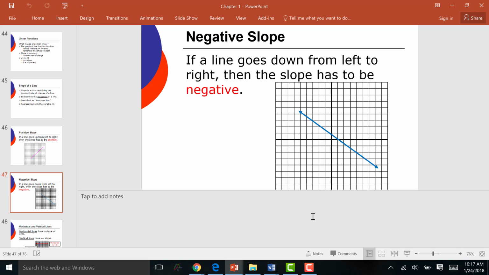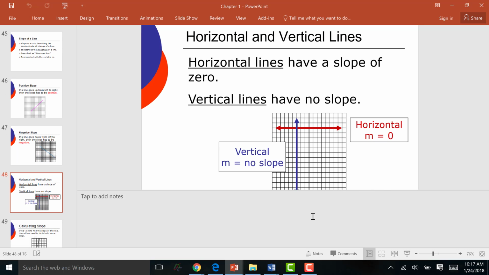Can you tell if that's a negative slope? From left to right it's going downhill. It doesn't matter that it has arrows on both ends. That's just a line. But I wanted you to look from left to right. That's going downhill, so the slope is negative. All right. What about a horizontal line? Does it go downhill or uphill? No, it doesn't. So the slope is 0.